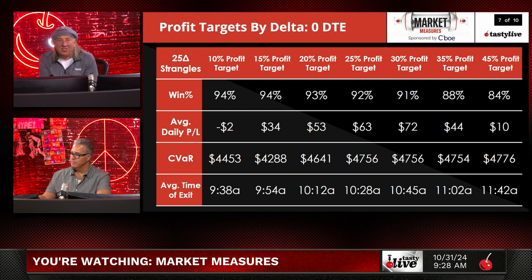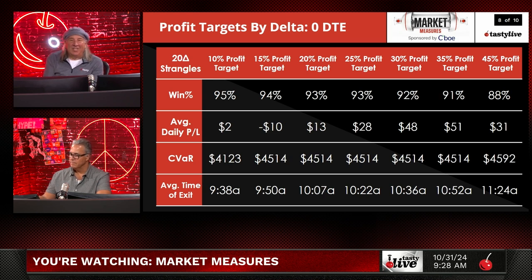At 25 delta strangles, the 10% profit target didn't really work out that well, but the other ones all were okay. But you have to get out early. Again, first hour and a half. And we're going to go down to the 20 delta strangles. This is kind of the area we live in. These are tough. But to make money, you're holding till about 10:30. So what are we learning from these slides? We're learning kind of the 2-hour window. This is our window. Now, I like doing it when the VIX one day is really high because I think that gives you a lot more edge.